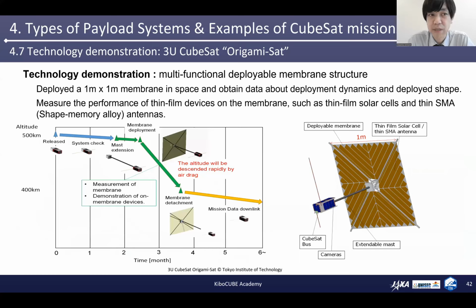After reaching orbit, the boom is extended to maintain the distance between the camera and the subject. It means the membrane. And later, the membrane structure is deployed. The deployed structure is then separated at a certain altitude, and mission data is downlinked.